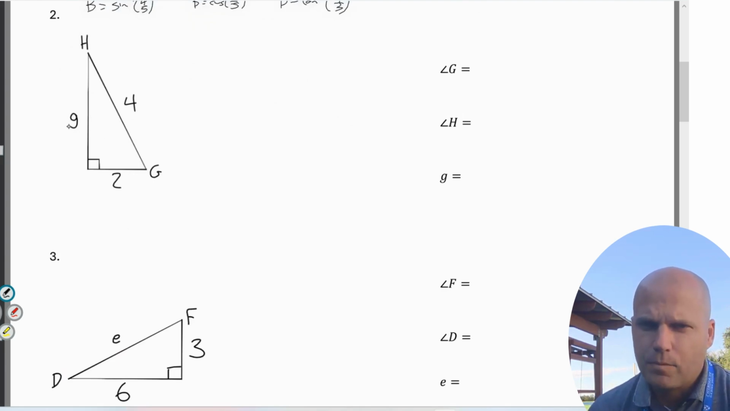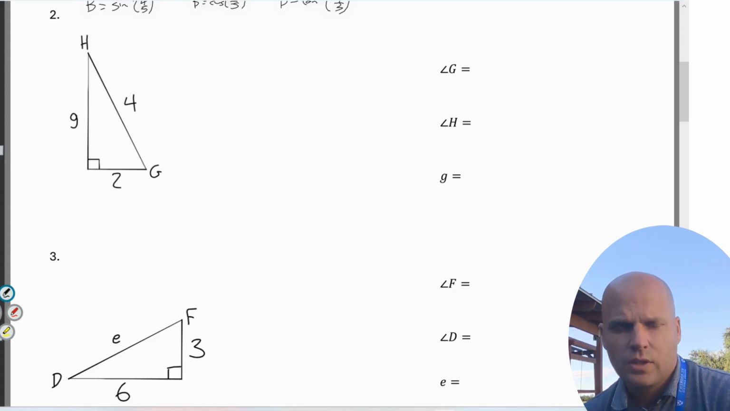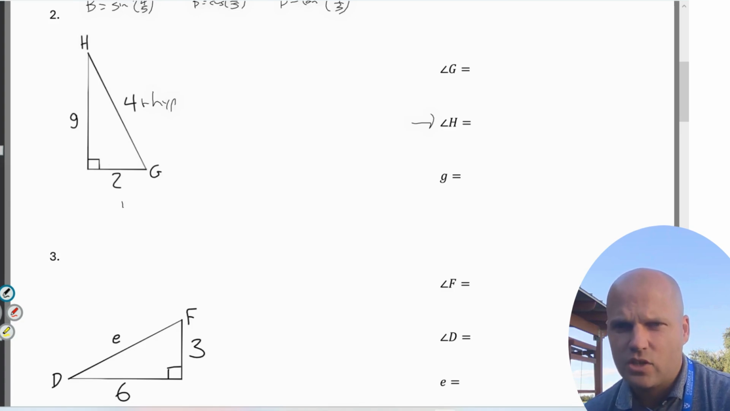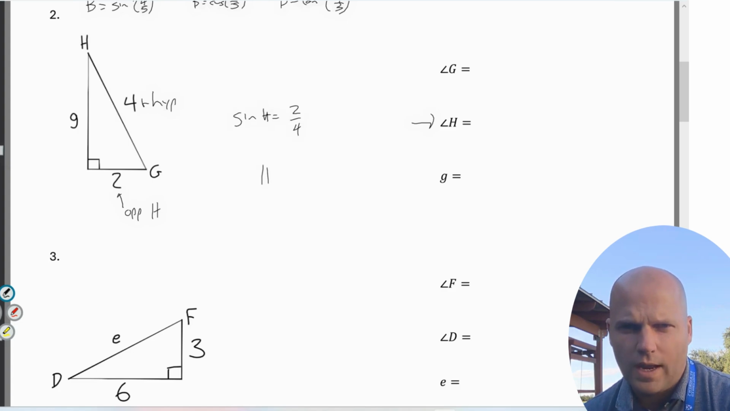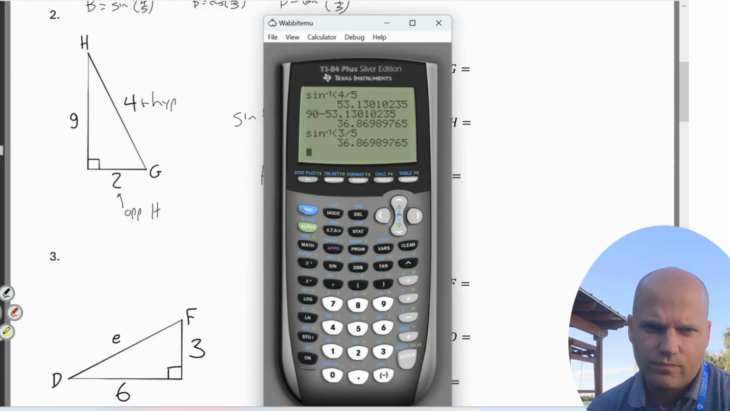Okay. If this is 2, what is this? What are the angles? Why don't we just do the angles first? We could say H. Let's go to H. 4 is the hypotenuse. Make sure you label that. 2 is opposite H. Cool. So I could say the sine of H equals 2 over 4, or H equals the sine inverse of 2 over 4. The sine inverse of a half is 30 degrees. Kind of talked about that earlier. And you could just type in 2 over 4 if you want to.